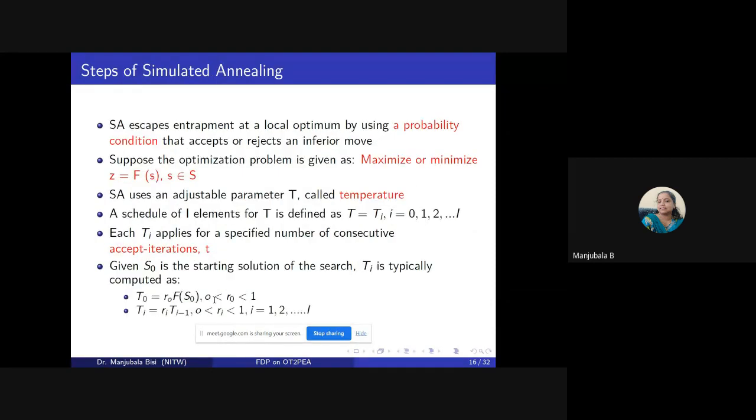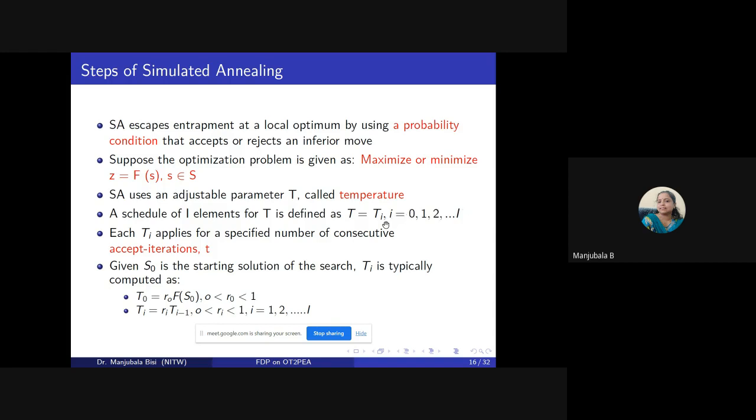Now let us consider a simple problem and see how to solve it using the simulated annealing algorithm. Suppose there is an optimization problem where you want to maximize or minimize z equals f of s, where small s belongs to capital S, the solution space. In simulated annealing we have an adjustable control parameter T, called the temperature. At every iteration the temperature is Ti, i equals 0 to I. This is the schedule of the temperatures.